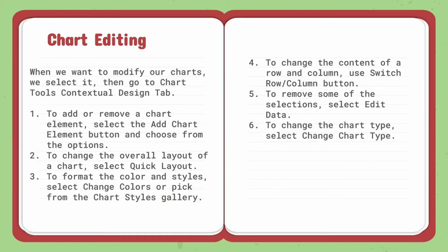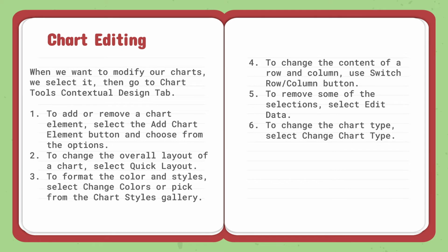Now let's have chart editing. When we want to modify our charts, we select it, then go to the Chart Tools Contextual Design tab. Then, to add or remove a chart element, select the Add Chart Element button and choose from the options. Then second, to change the overall layout of a chart, you need to select Quick Layout. And to format the color and styles, select Change Colors or pick from the Chart Styles gallery.